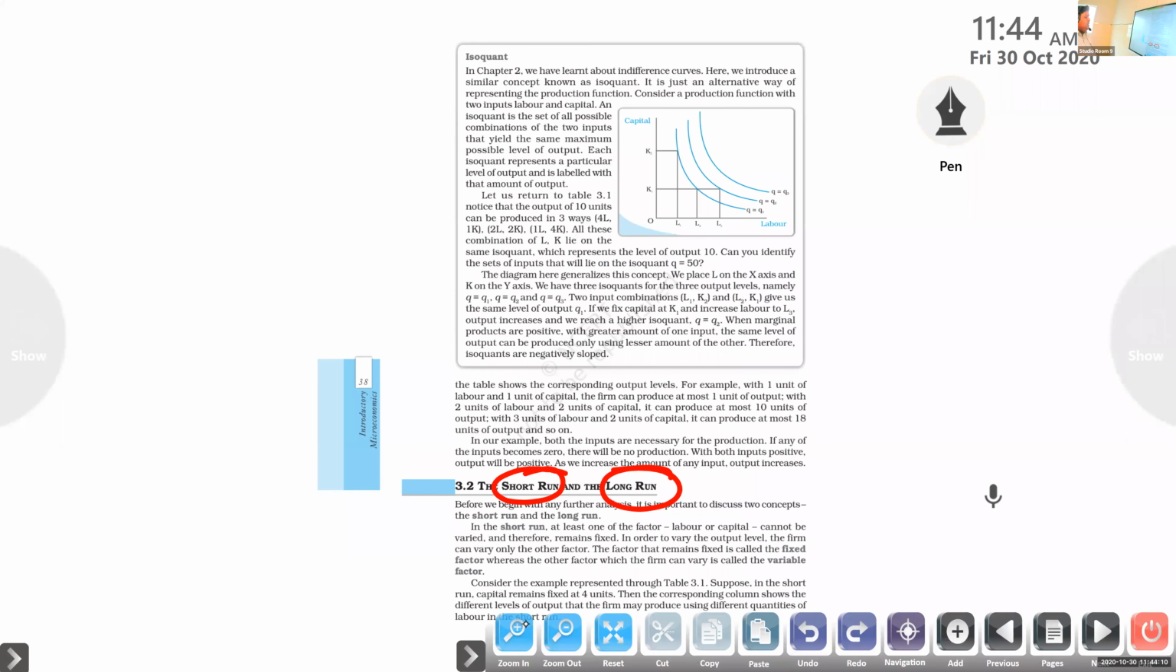So before we begin with any further analysis, it is important to discuss two concepts. One is the short run, another is the long run. Underline that in the short run, at least one of the factors, labor or capital, cannot be varied and therefore remains fixed.